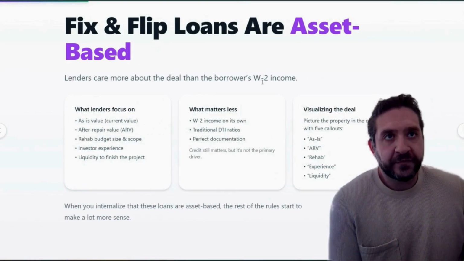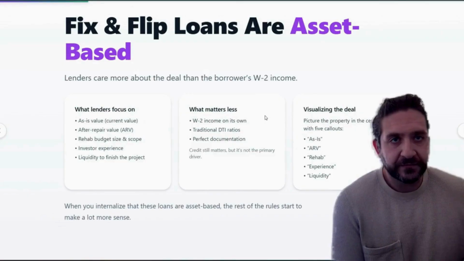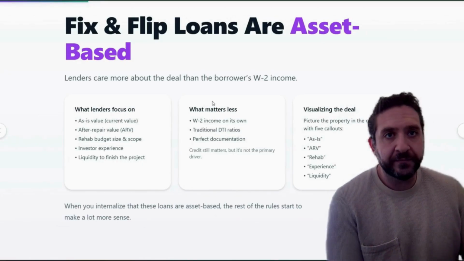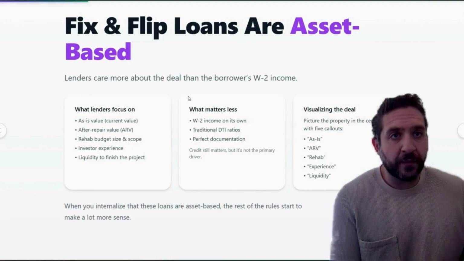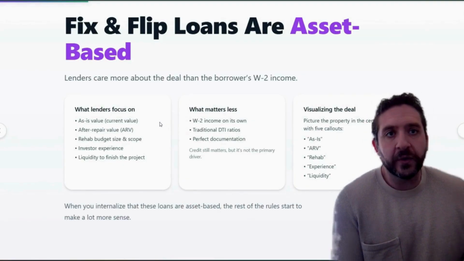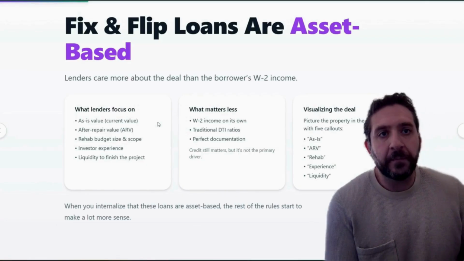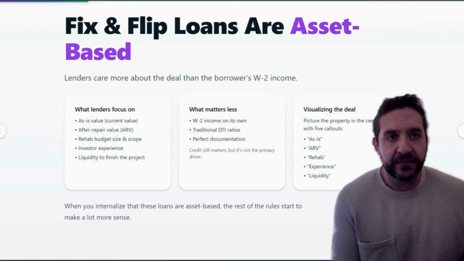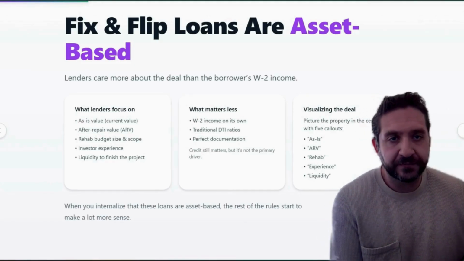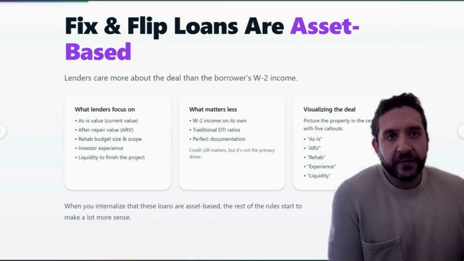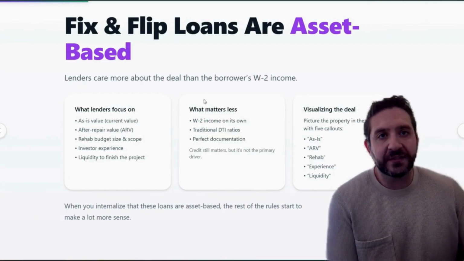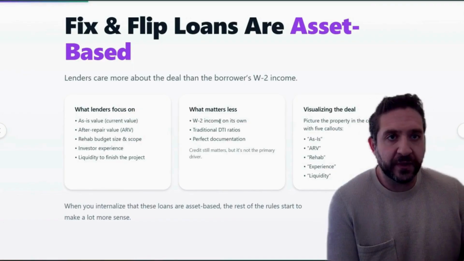First big idea, fix and flip loans are asset-based. That means lenders care a lot more about the deal than about the borrower's W-2 income. They want to know, what's the property worth now? What will it be worth after the renovation? How big is the rehab budget, and does it even make sense? How experienced is the investor? And do they have enough liquidity to actually finish the project? Now, credit matters, but it's not the main factor. Once you internalize that these are asset-based loans, the rest of the rules start to make a lot more sense.